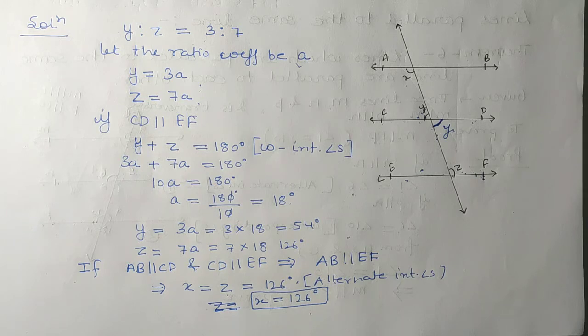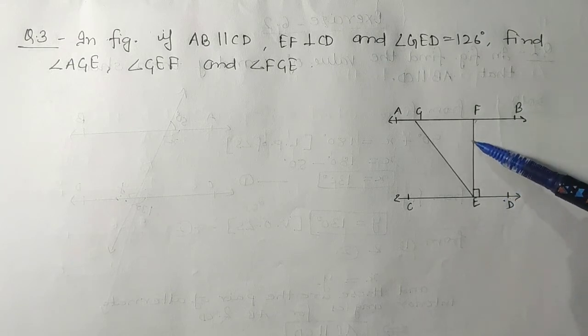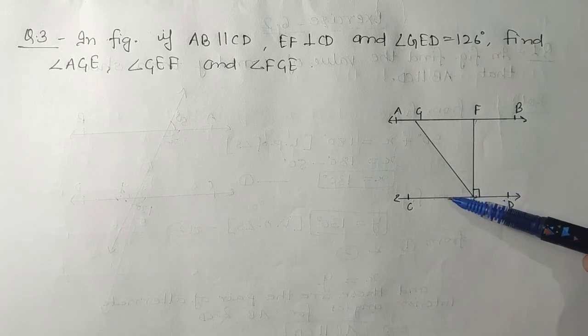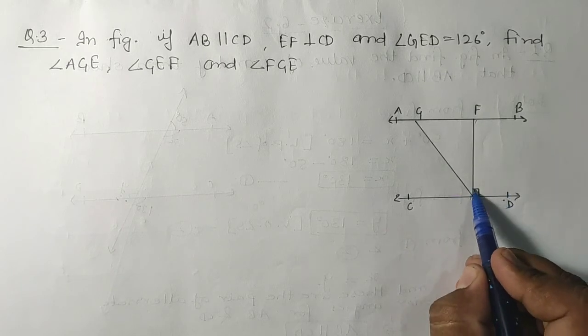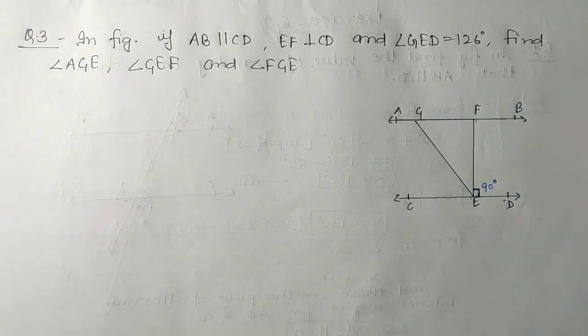Let us see the next question. Question number 3 is, in the figure, if AB is parallel to CD, this line is parallel to this line, EF is perpendicular to CD. Perpendicular means this angle is equal to what? 90 degrees.